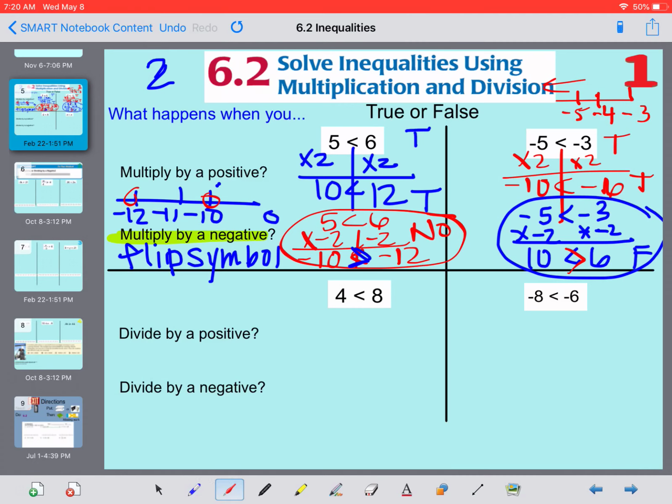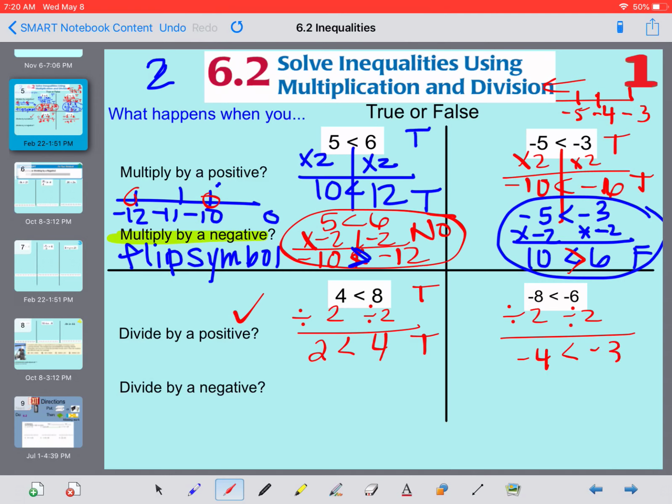Let's look at division now. If we take this inequality, 4 is less than 8, which is true, and we divide by a positive, if we divide by 2, we'd get 2 is less than 4, which is still true. So if we divide by a positive number, we're good. Same thing here, if we start out with negatives, if we divide by 2, we get negative 4 is less than negative 3, which is true. It's further to the left. It's less than negative 3.